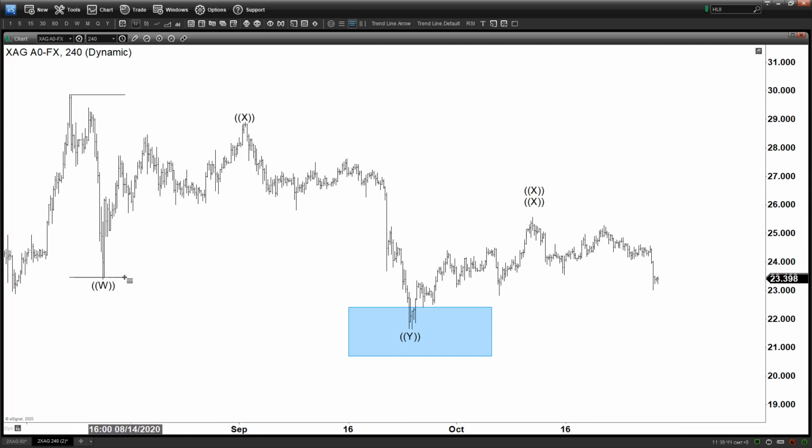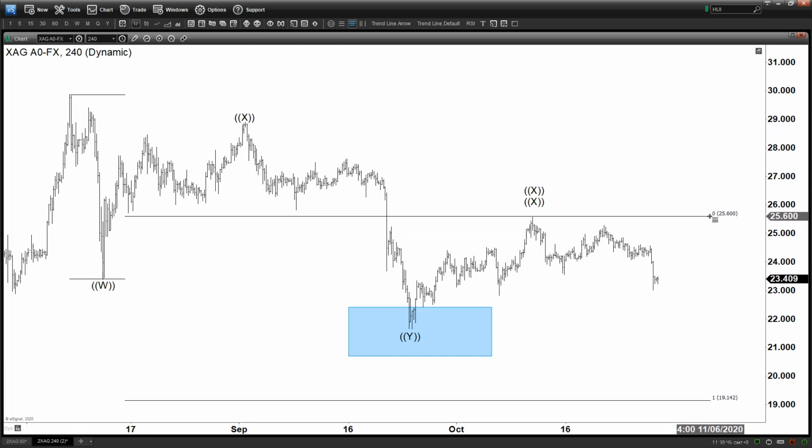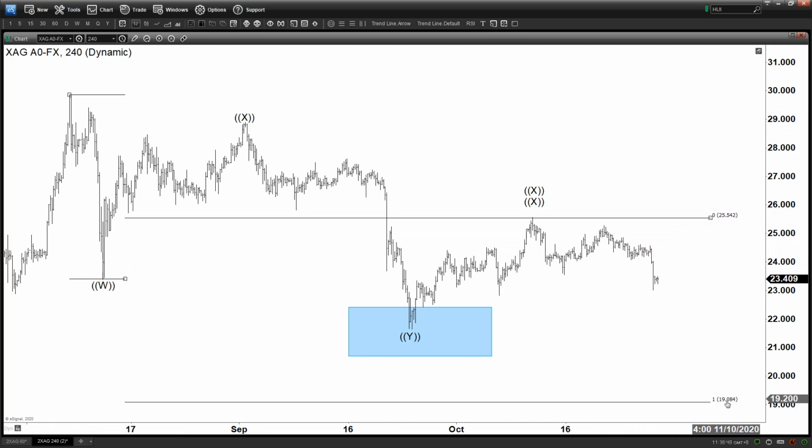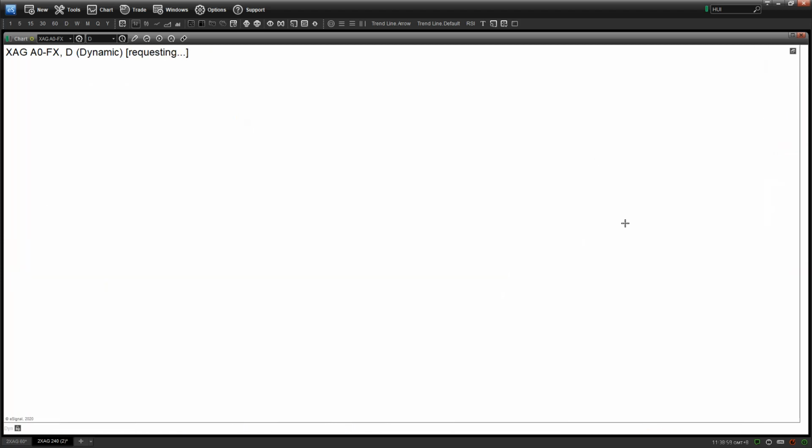So if you do that, you will see the 100% target is around $19. So potentially it can go to 19. Now whether we go there or not, that's another story, but that is a possible target on the downside.